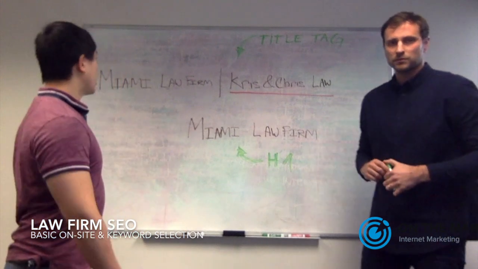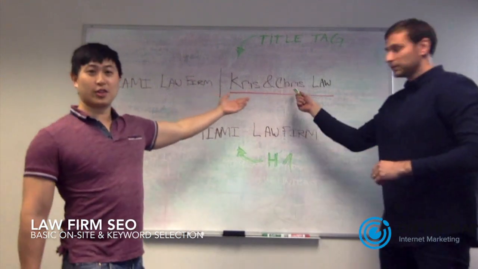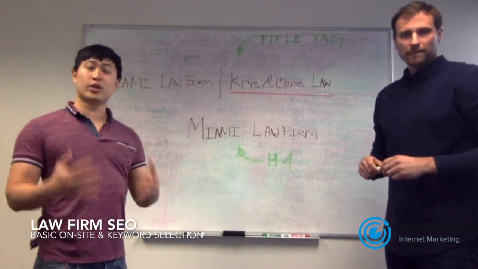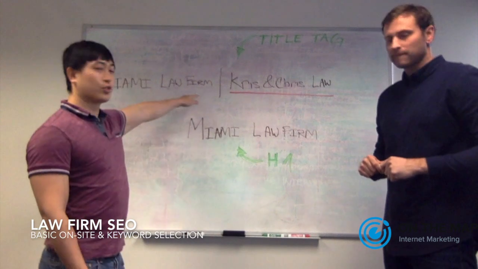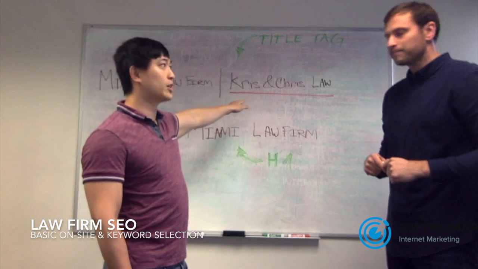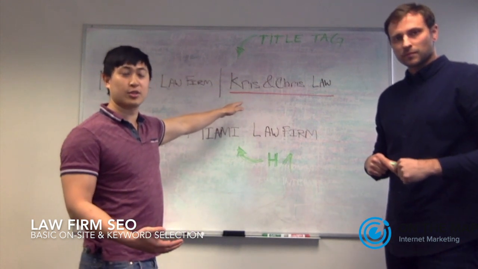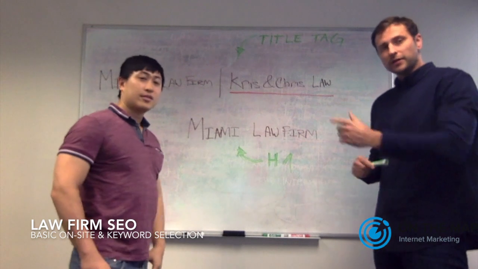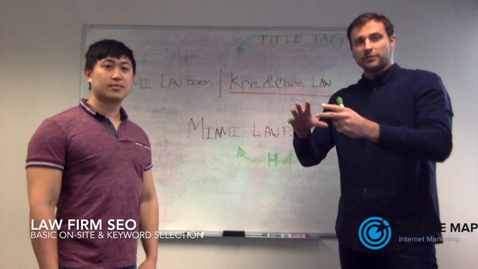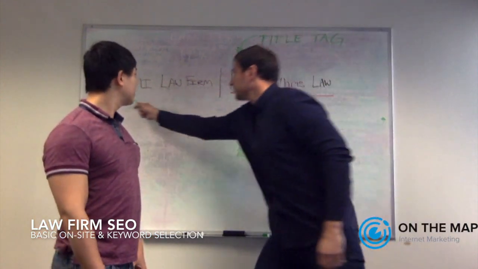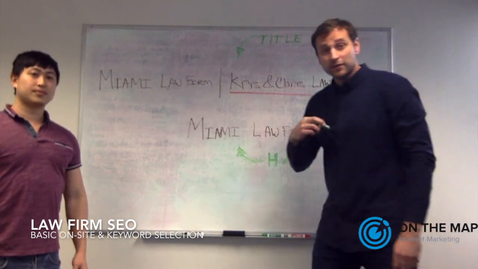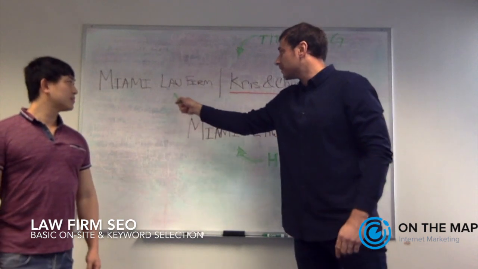For example, in our fictitious law firm, Chris and Kris Law, which is our branded keyword, our title tag is going to include the keyword that we want to rank for, which is Miami Law Firm, and then we're going to put a pipe, and then we're also going to put our branded keyword, because we want to show up in Google for our brand in case somebody looks up our name. And quick note on that, not only do we want to come up for the branded keyword, we want Google to associate the Miami Law Firm keyword with Chris and Kris Law, because we're telling Google, hey, we want to rank for this keyword. Index our website for Miami Law Firm.